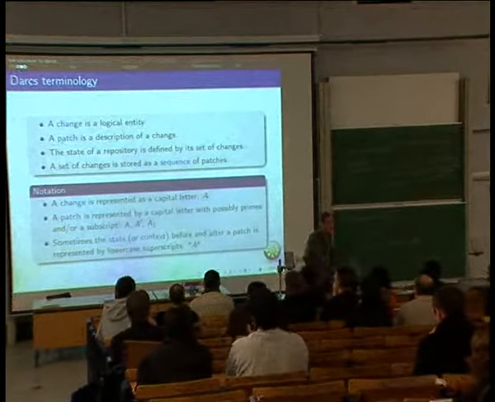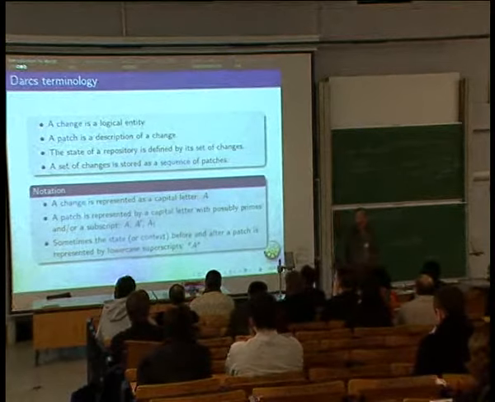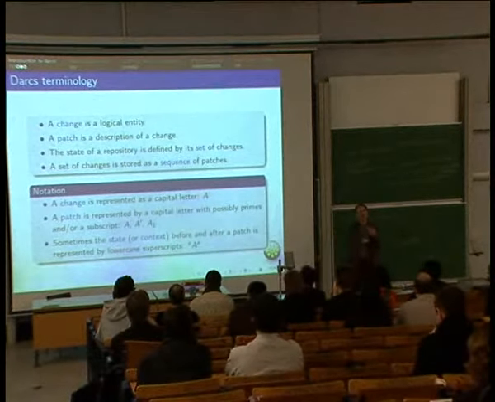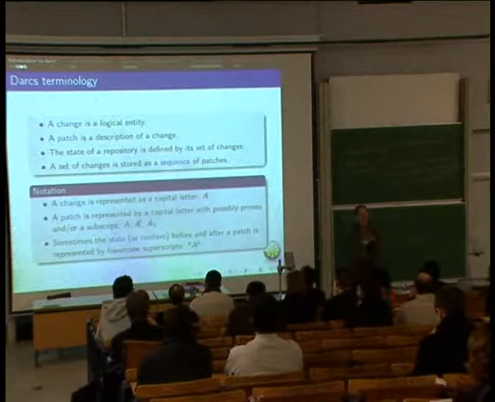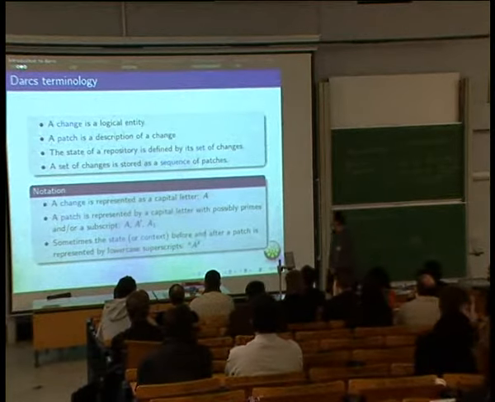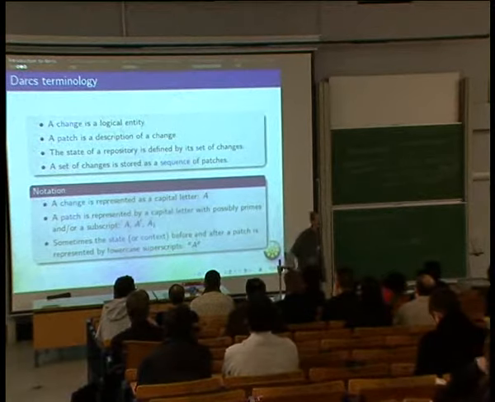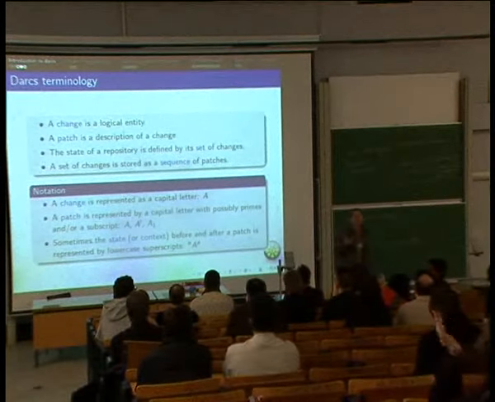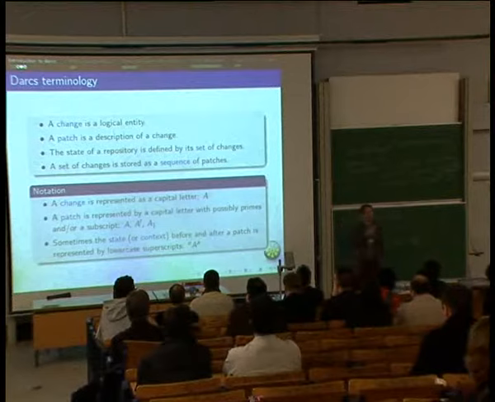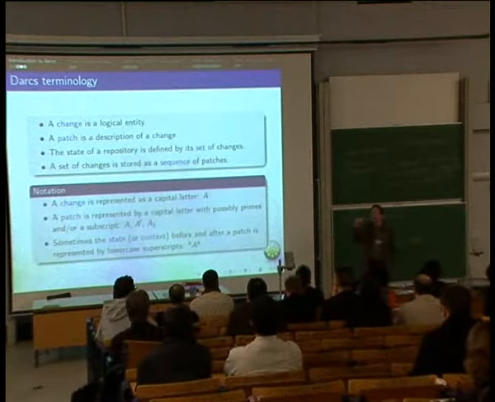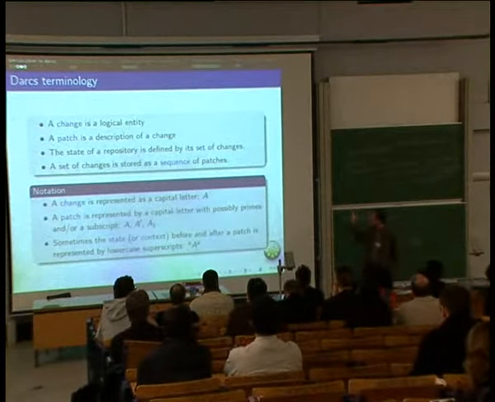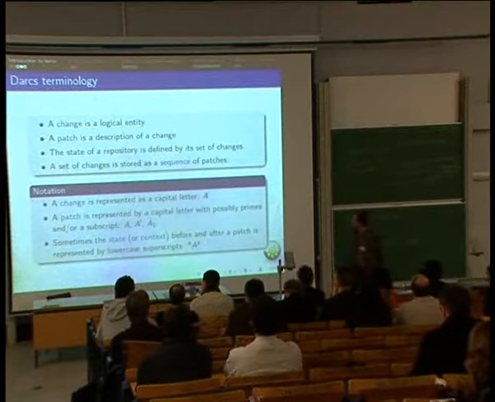To begin with a bit of terminology, I refer to a change as a logical entity. So the same change may have different representations in different contexts. A patch is a description of a change. So a patch has to have a particular context. A patch, for example, would be: add a line at line number 100. That would be an example of a patch.